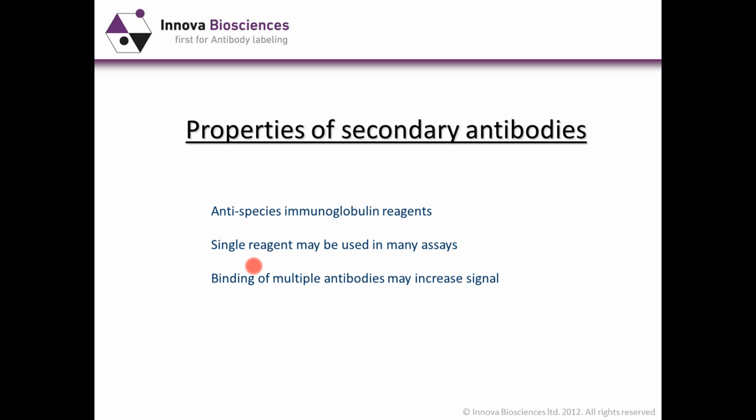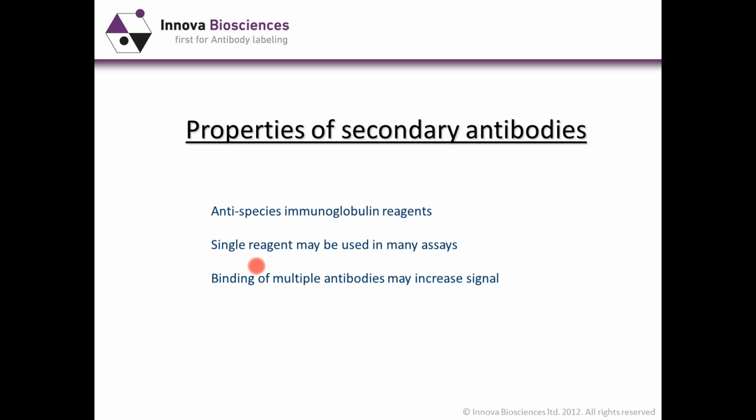A single reagent may be used in many assays. So you might be able to use one particular secondary antibody in a whole raft of assays. If you have a rabbit anti-mouse polyclonal antibody, that may be used to detect any mouse monoclonal.